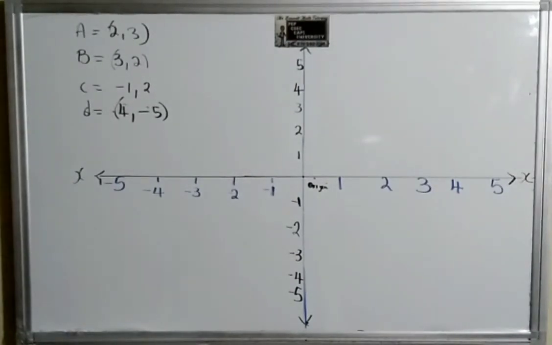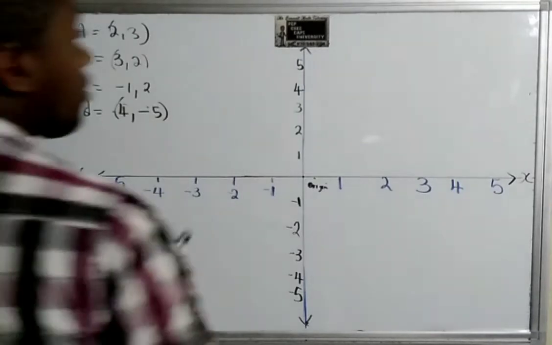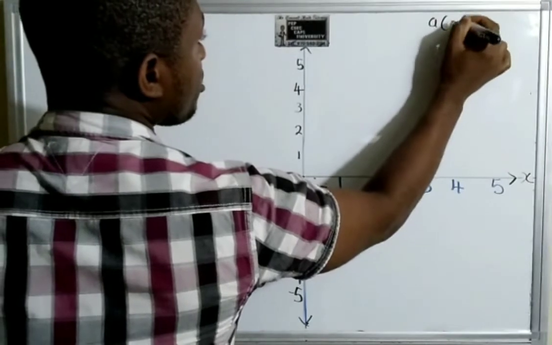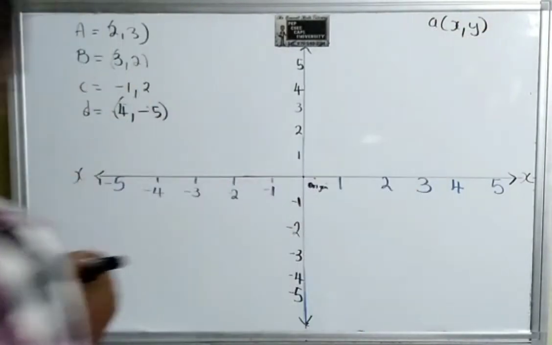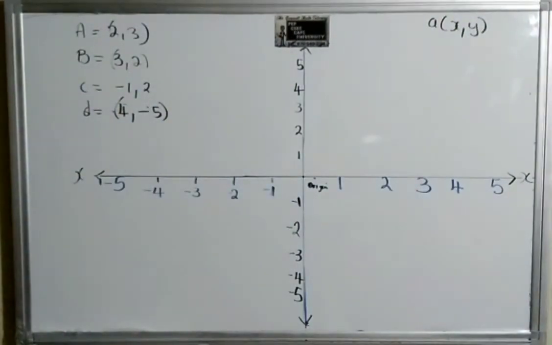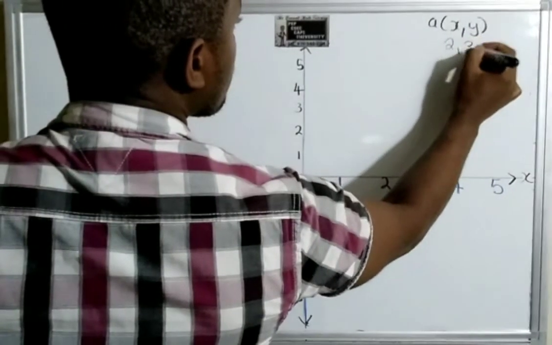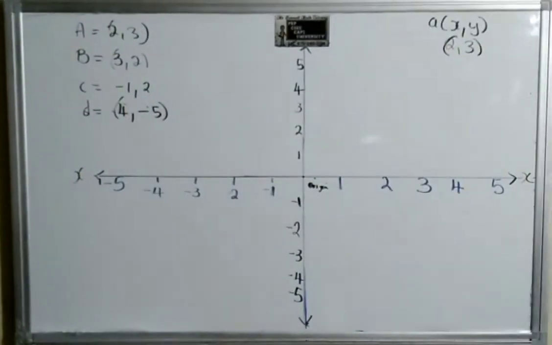Now if we were asked to plot (2, 3), what it means is, x is always first. So it's always in this form. Any point, say let's take point A, is always (x, y). Just like in the alphabet, we have x, y, so x is always first. So (2, 3) means x is 2 and y is 3.